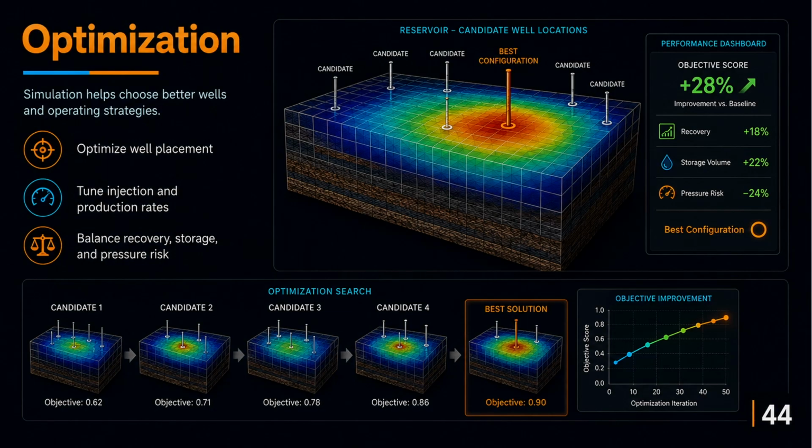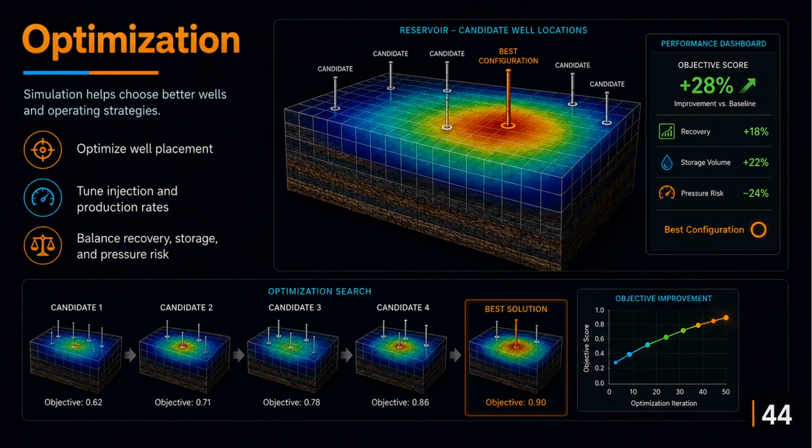This slide shows optimization as a practical decision-making tool. In reservoir simulation, we often have many possible operational strategies. We can change injection rate, production rate, well placement, well spacing, completion depth, pressure constraints, cycling schedule, or brine extraction. It is impossible to test all possibilities manually, especially when each simulation is expensive. Optimization algorithms help search the decision space efficiently. They evaluate candidate strategies and move toward better solutions based on the objective.